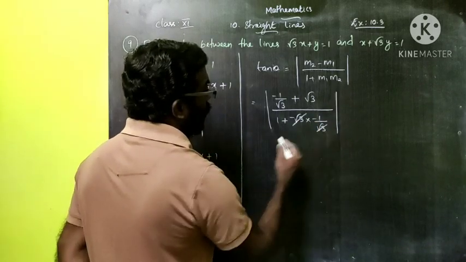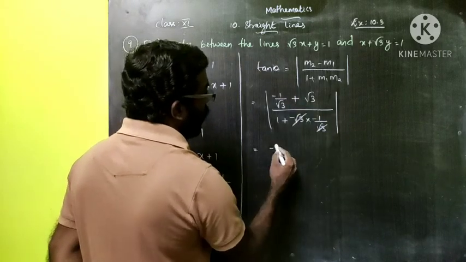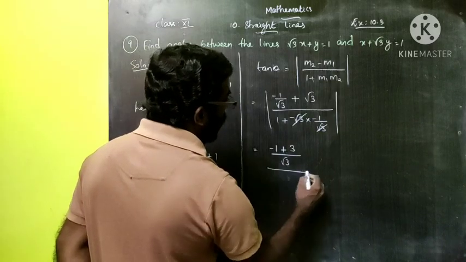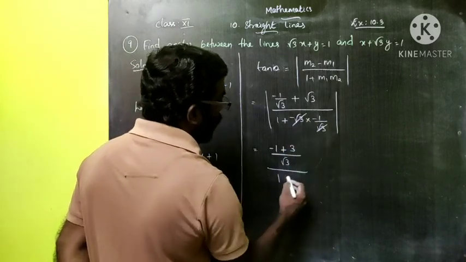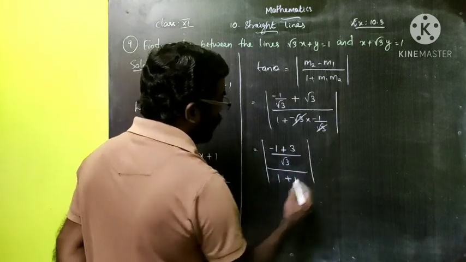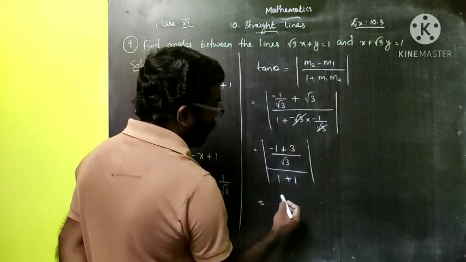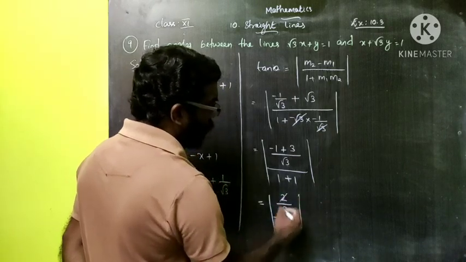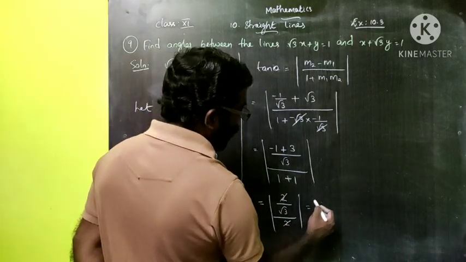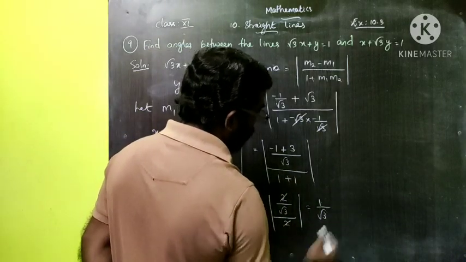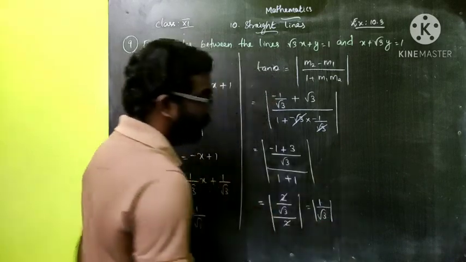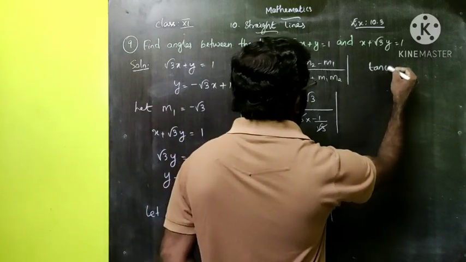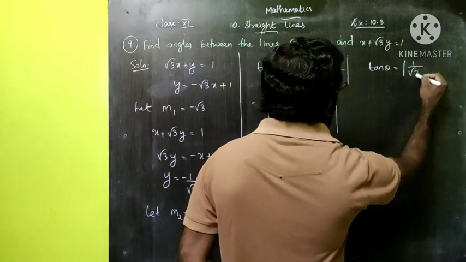This root 3 and root 3 get cancelled. Here we can cross multiply. Minus 1 plus root 3 into root 3 is 3, divided by root 3. Then by 1. Then minus into minus is plus, 1 plus 1. That is minus 1 plus 3 is 2. 2 by root 3 divided by 2. This 2 and 2 get cancelled. We get 1 by root 3, modulus of 1 by root 3.